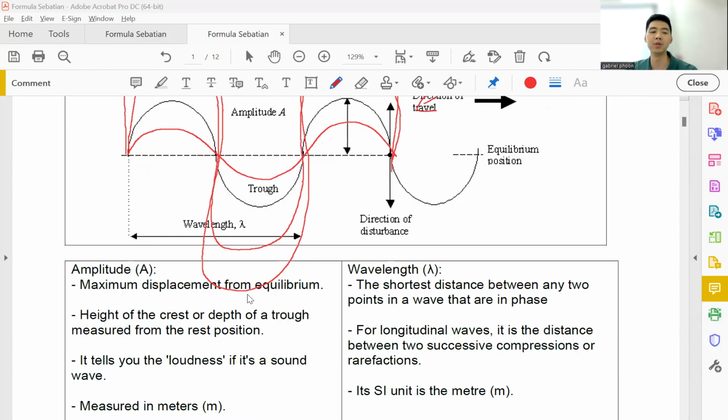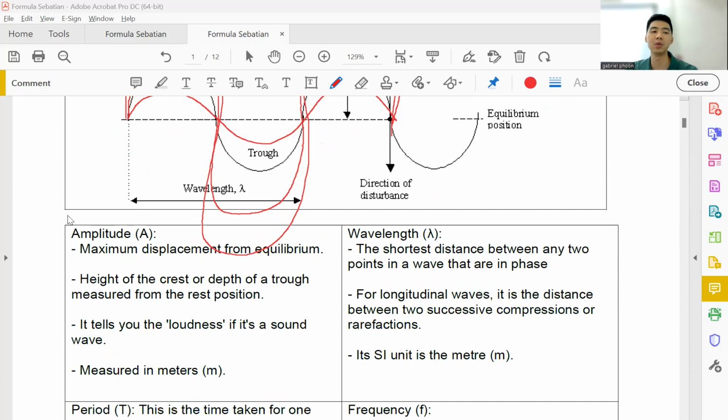Okay, so from here you need to know, guys, every time you see the word amplitude, I want you to associate it with the loudness of the sound, and it will definitely be measured in meters. Very, very important.